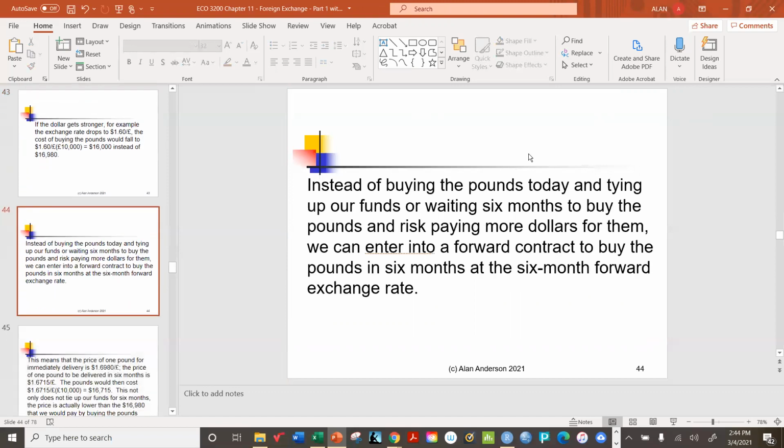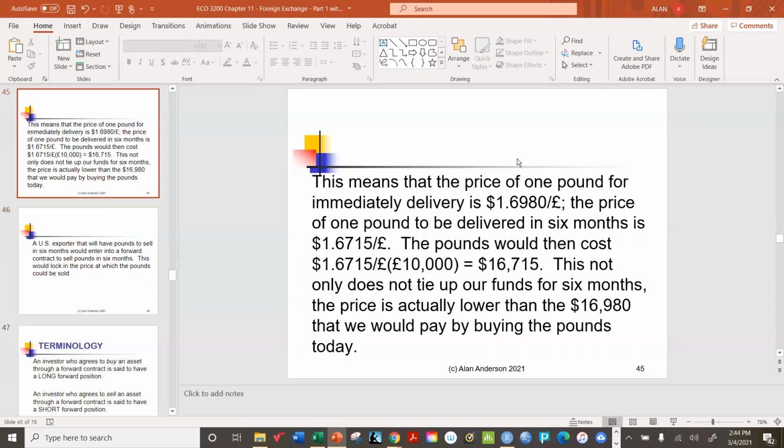So therefore, we enter into the contract to buy pounds in 6 months at the 6-month forward exchange rate, which we saw was quoted at $1.6715 per pound. So therefore, we not only get to pay a slightly lower price than buying them in the spot market, but we don't need to actually pay for them for 6 months.